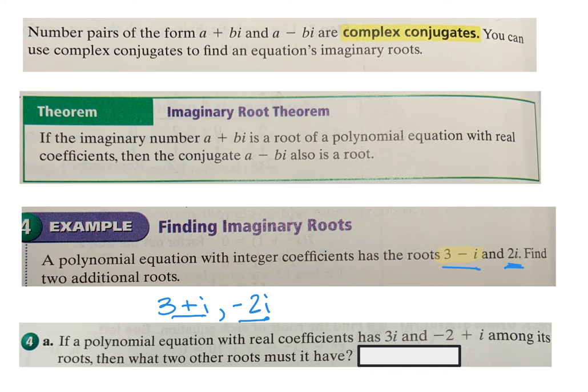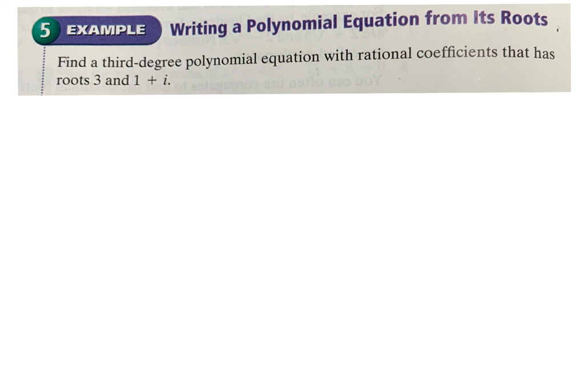My degree here would be 4 because I have 1, 2, 3, 4 roots. So this tells you automatically, now I'm not going to say third degree, I'm just going to say find the polynomial with rational coefficients that has roots 3. So they gave me a root of 3 and 1 plus i. I need to assume I have one more root, even if they didn't say third degree polynomial. What's my third root here? 1 minus i. There we go.